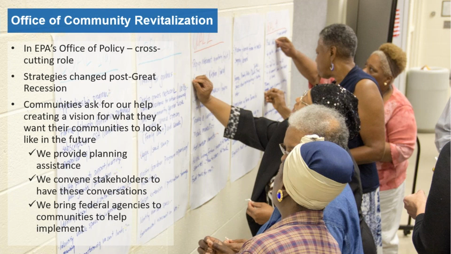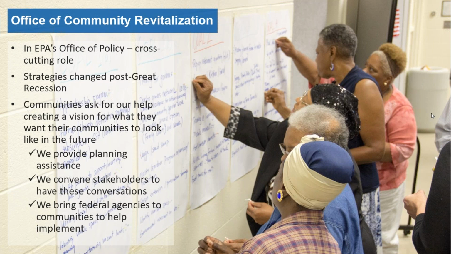The method manifests itself in the form of planning assistance, where we really bring together stakeholders using our convening power. So that includes tribal, state, regional, and local governments and community organizations to help them have conversations about their own priorities and their vision for the future.